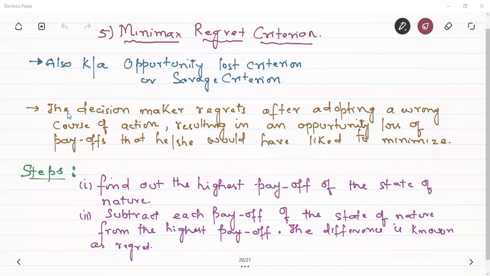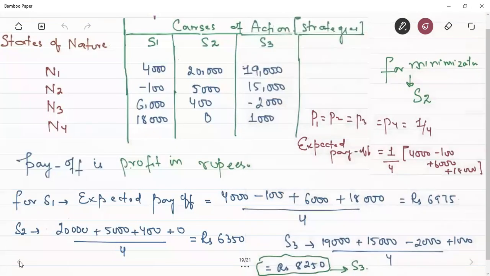So what is the principle behind it? The decision maker regrets after adopting a wrong course of action, resulting in an opportunity lost of payoffs, that she would have liked to minimize. What are the various steps involved in this criteria? First step is to find out the highest payoff of the state of nature. We have to be careful that for each state of nature we have to find the highest payoff, not of the course of action.